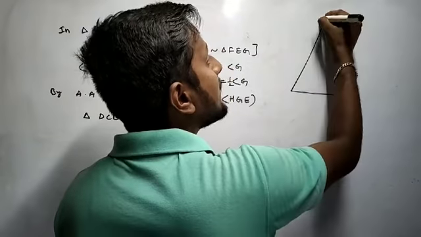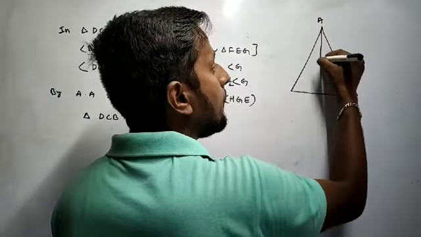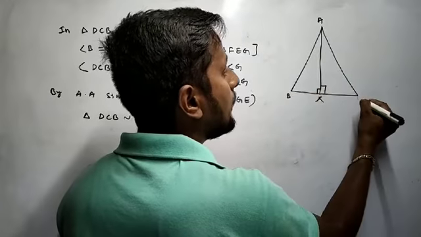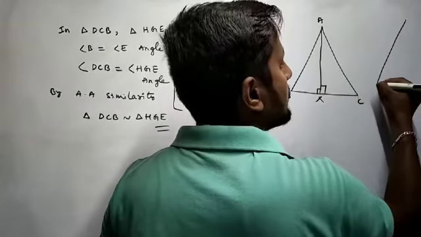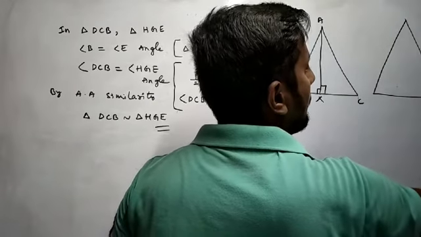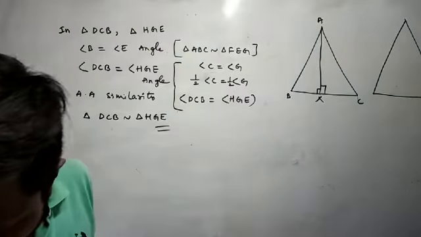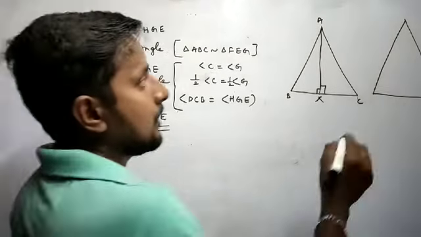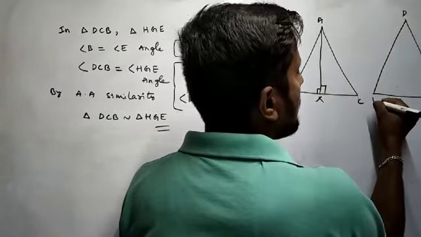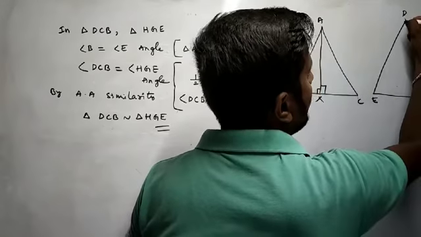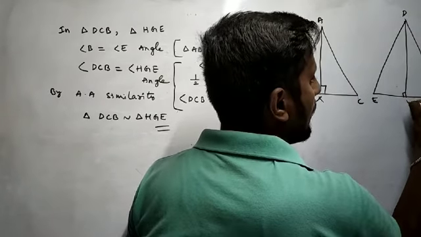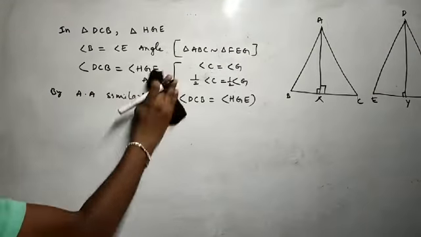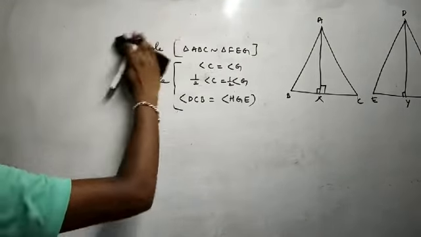Height is said to be AX. That means A at the top, X, and it's perpendicular to BC. Next, one more similar triangle. The name of the triangle is DEF. So D at the top, E, F, and it's Y. It's also height Y. Right. The two triangles are similar.